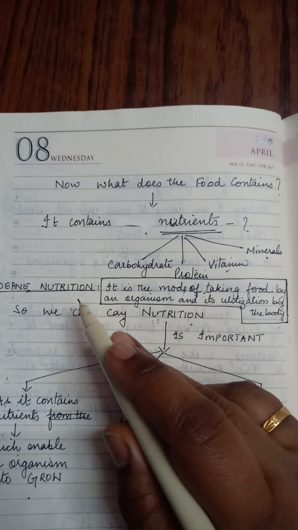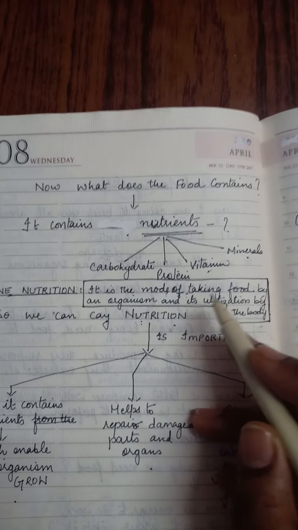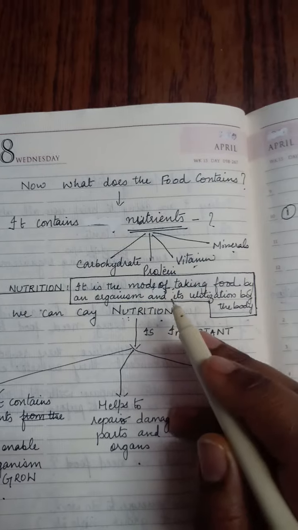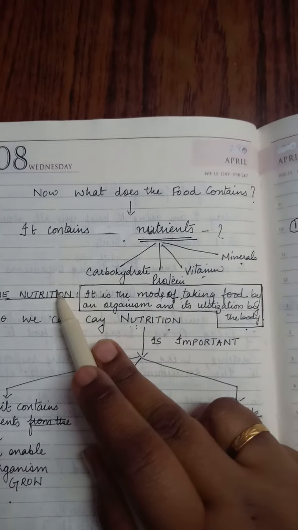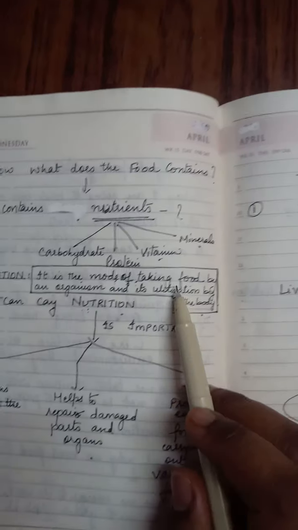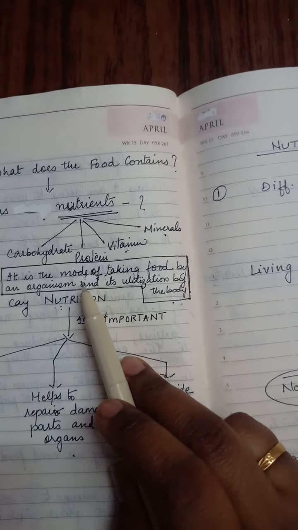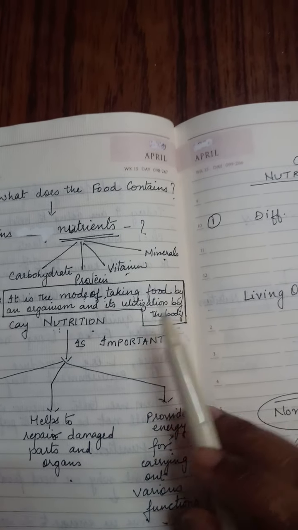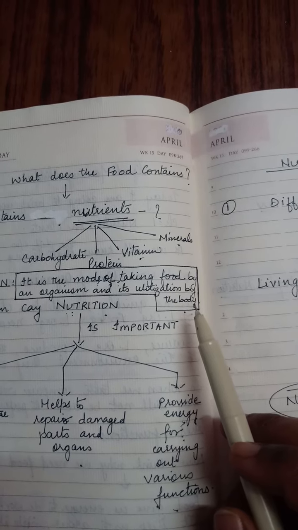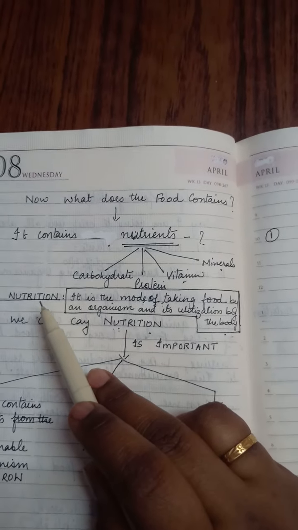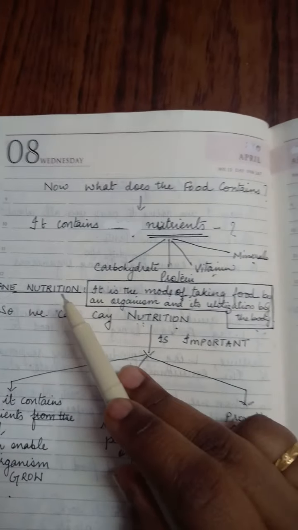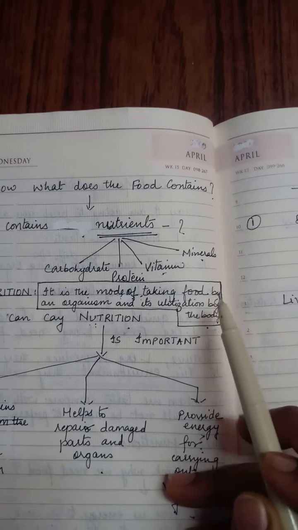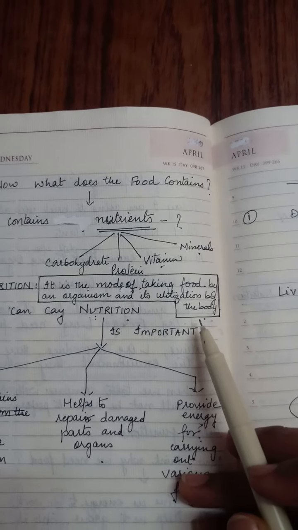Now, how can you define nutrition? It is the mode of taking food by an organism and its utilization by the body. How does the organism take food? What is the mode of taking food? And how does it utilize the food in the body? That is what our chapter, Nutrition in Plants, also asks. Nutrition means the mode of taking food by an organism and its utilization in the body.